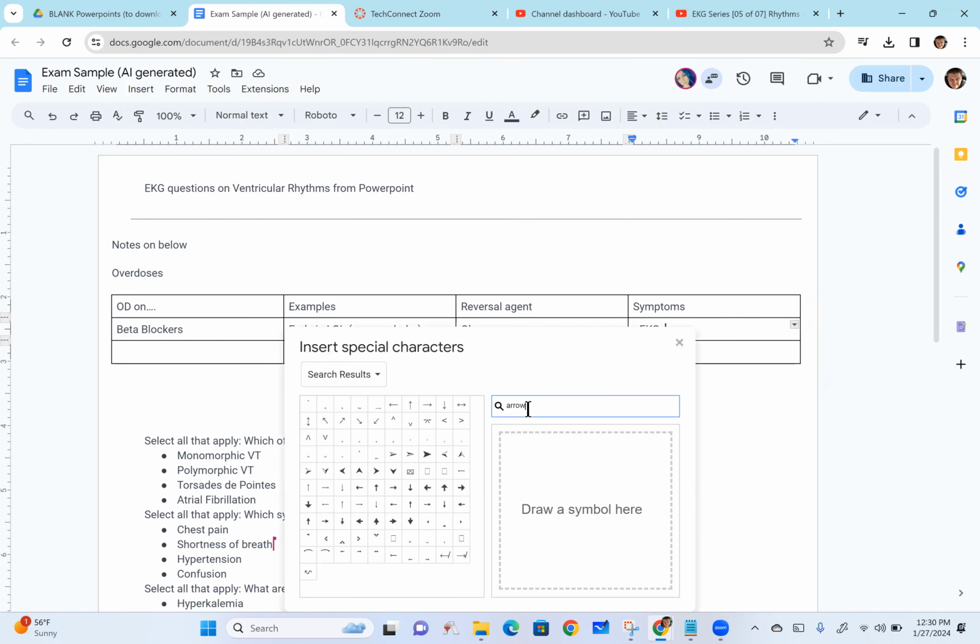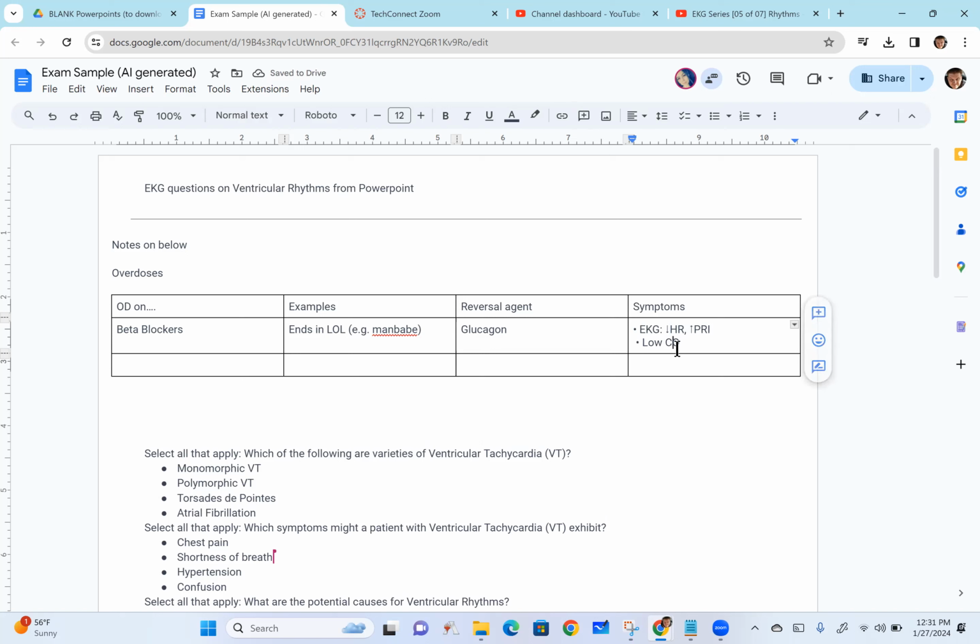So you can put down here, you're going to have low cardiac output, right? Let's use this one here, low cardiac output. And that's chest pain, shortness of breath, low BP, and what's the last one? Confusion, right? All right, so they've got low cardiac output, they have EKG changes, and what else? What else would be in someone that's taken too many beta blockers? Anything?